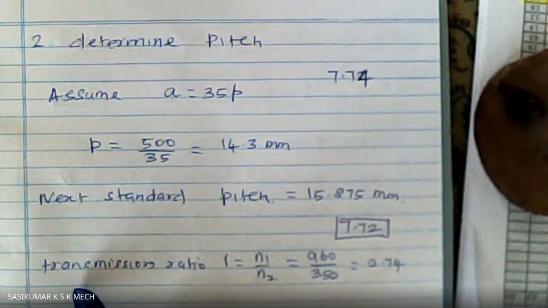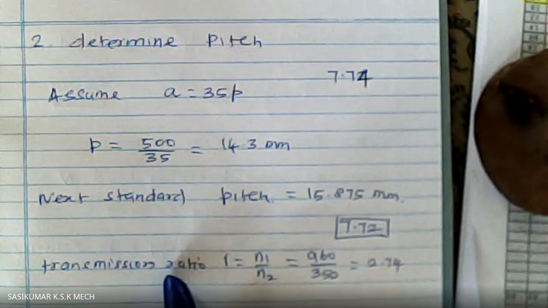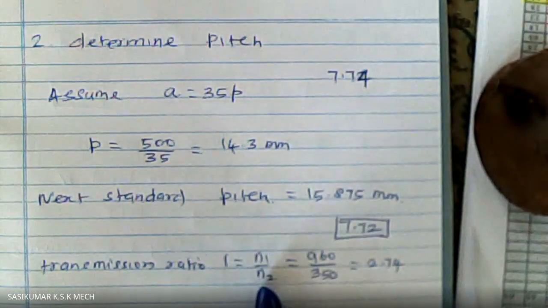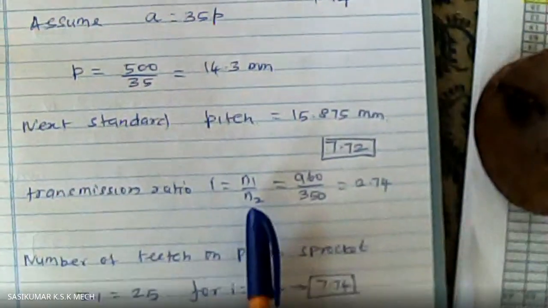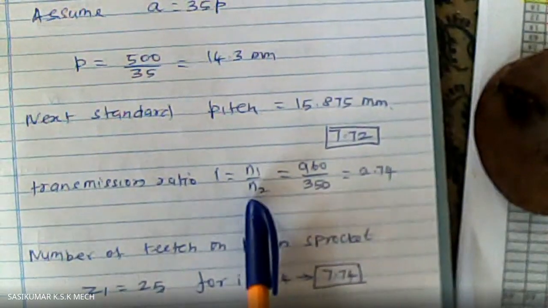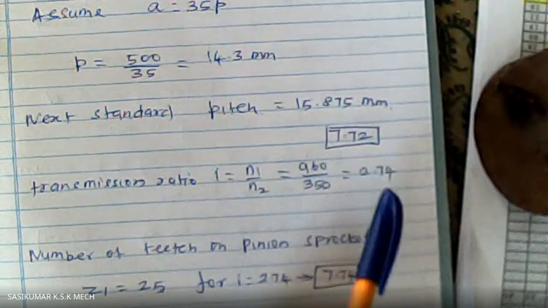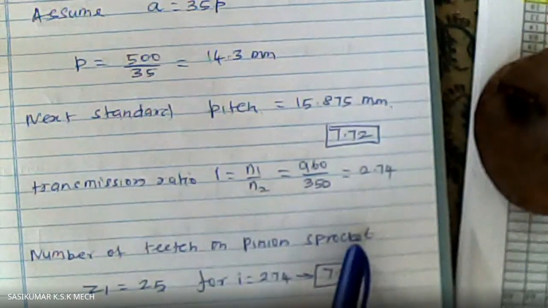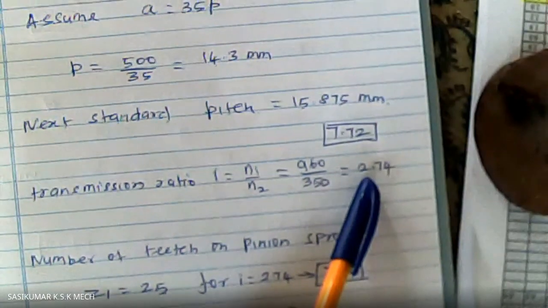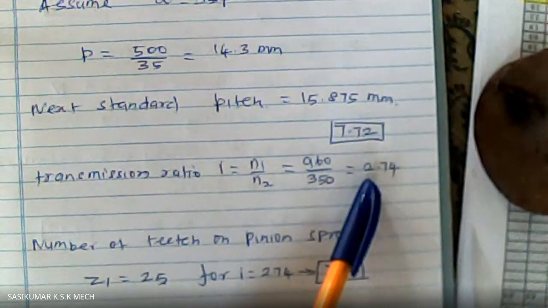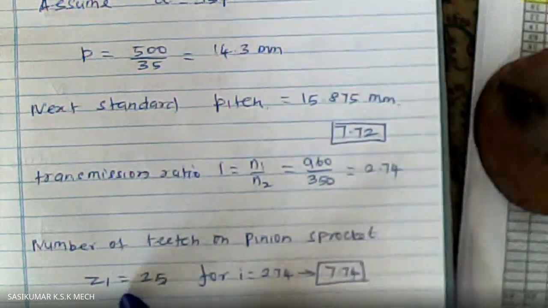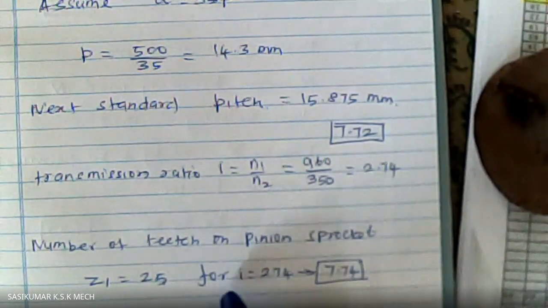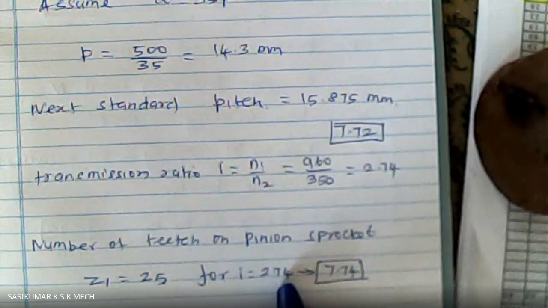So now you need to find the transmission ratio. For that, i is equal to N1 by N2. It is a ratio of driving speed to driven speed. So it is 2.74, and the number of teeth on the pinion sprocket based on this pitch and transmission ratio requirement is assumed as 25. So that is from page number 7.74 for the value of i 2.74.